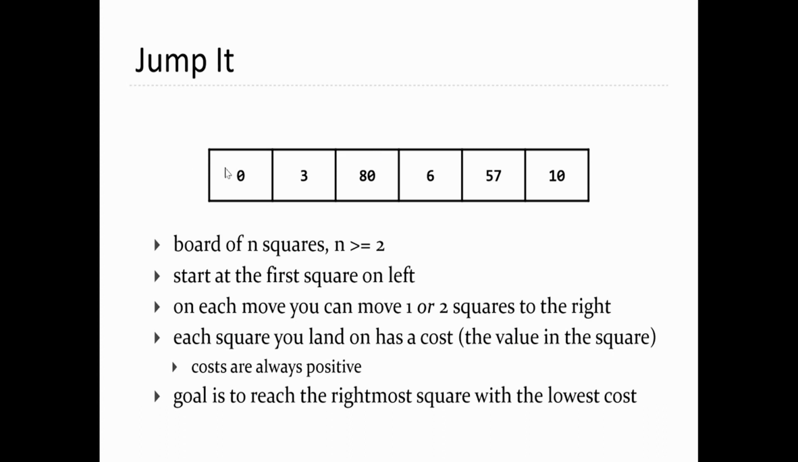So if I were to go from the 0 to the 80, I would incur a cost of 80. And then if I were to go from the 80 to the 6, I'd incur a cost of 86. And then if I were to go from the 6 to the 10, I'd have a total cost of 96. Which obviously is not the lowest cost solution on this particular board.